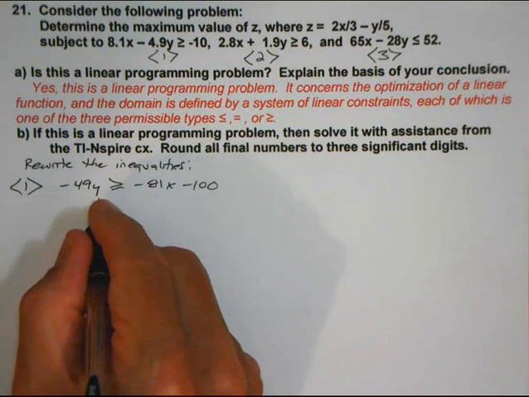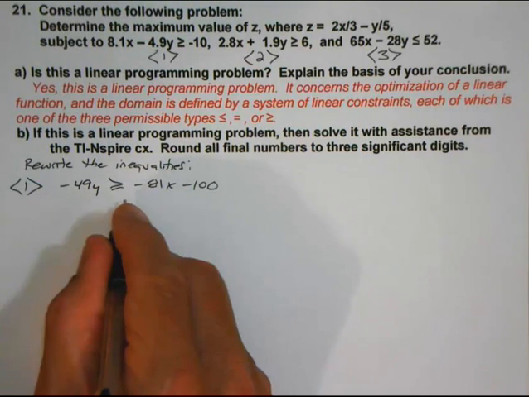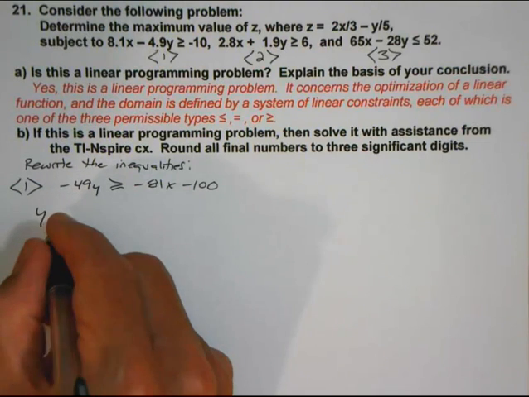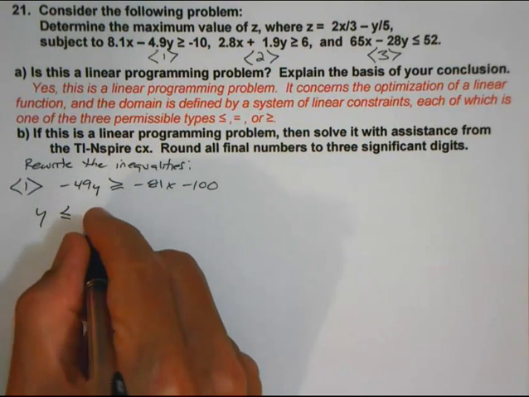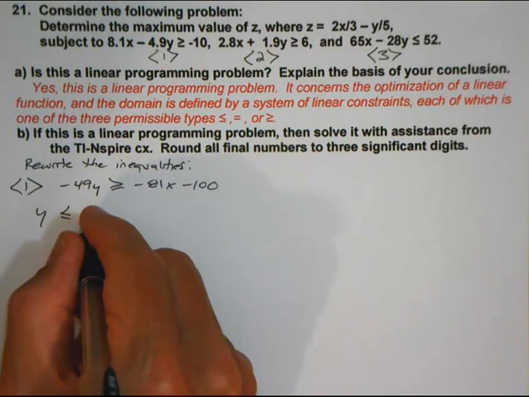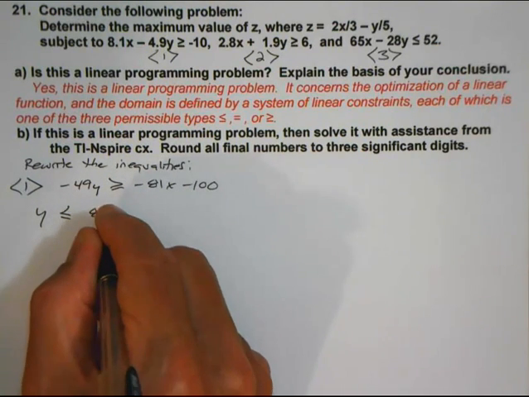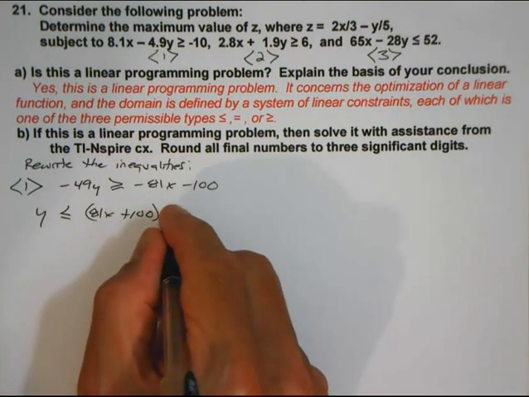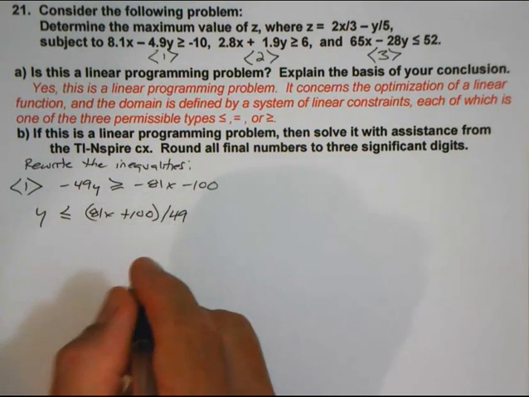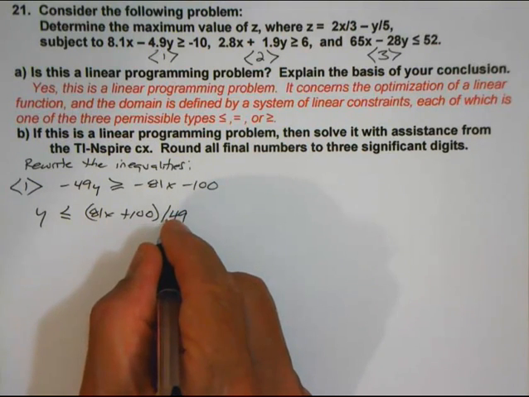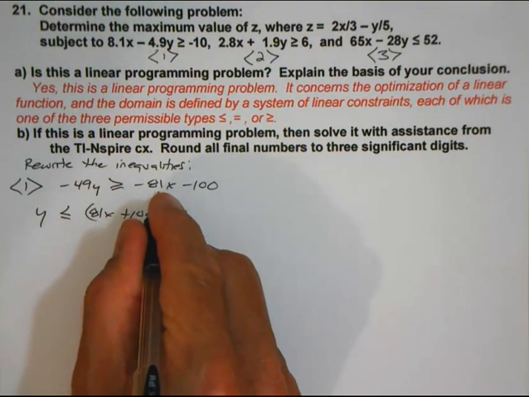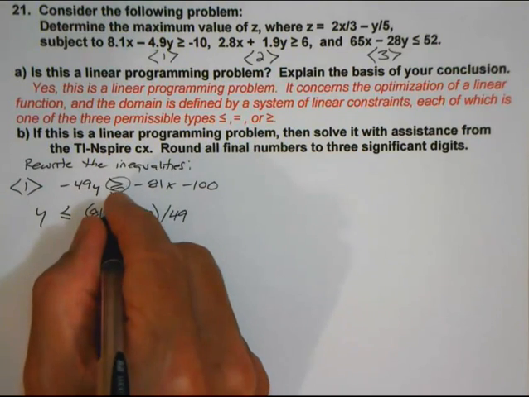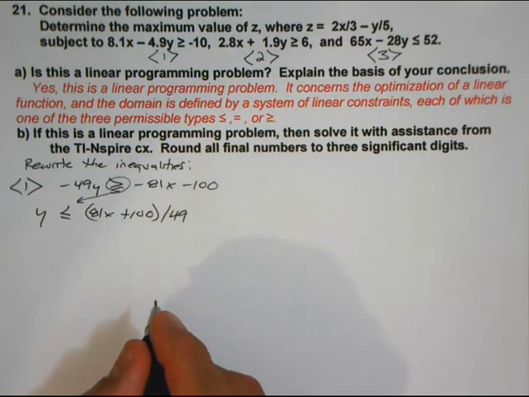It's an inequality, so if we divide both sides by a negative constant, we must reverse the inequality. Alright, this will leave us with y less than or equal to, and I'll distribute the negative sign so that it's positive 81x plus 100 divided by 49. We've sort of taken the negative of the 49 and distributed it through the negative 81x minus 100 to create this. And again, the inequality sign is reversed.